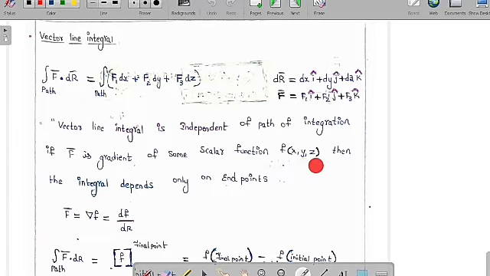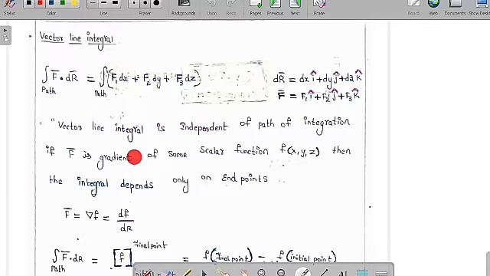That vector line integral is independent of the path of integration if f bar is the gradient of some scalar function f(x, y, z). Then the integral depends only on the endpoints. It's a very important concept. This line integration is independent of the path only when the vector f bar is a gradient of some scalar function. Then we can definitely say that this line integral does not depend on the path you travel, but only on the initial position and the final position. This is the only case, when the vector field is a gradient of some scalar function.